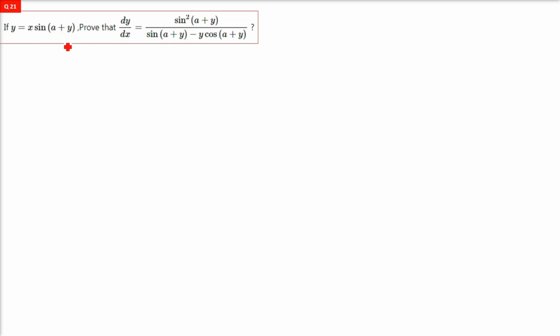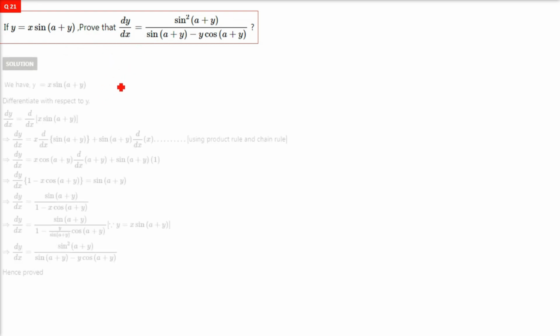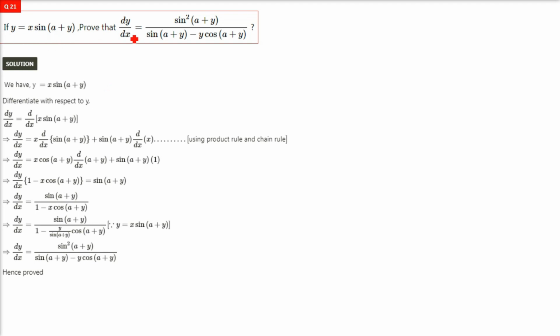y is equal to x sine a plus y. Prove that dy by dx is equal to sine square a plus y by sine a plus y minus y cos a plus y. So y is equal to x sine a plus y. And on the right hand side, whatever it is, we don't have to remove anything, but there will be a step where we have, because on the right hand side there is no x. In the answer dy by dx, if you see, there is no x on the right hand side. So ultimately we have to convert this x to y by sine a plus y.